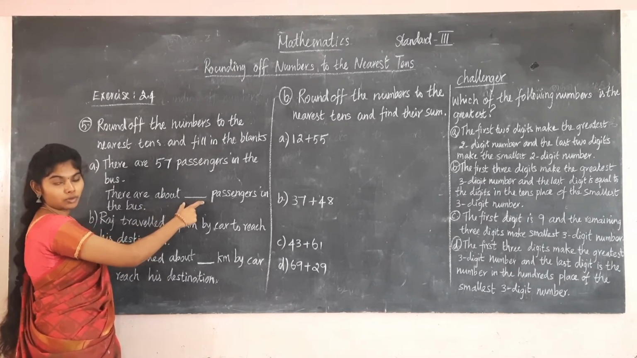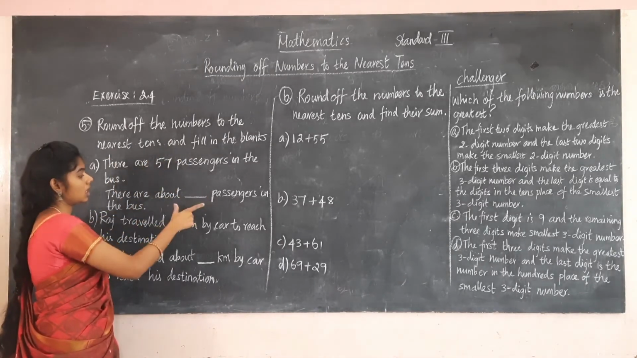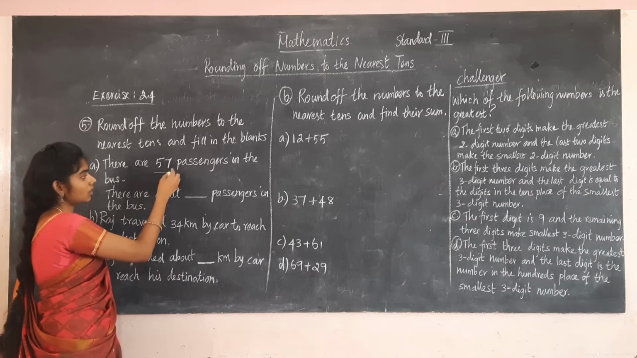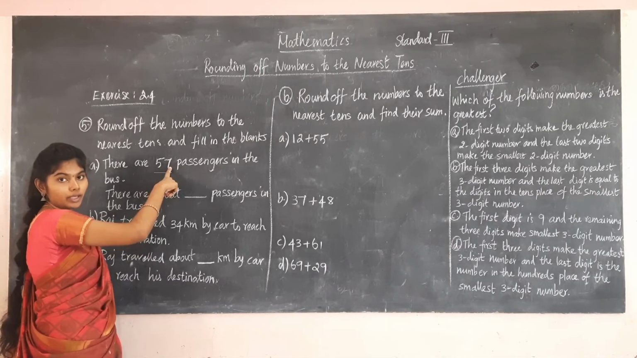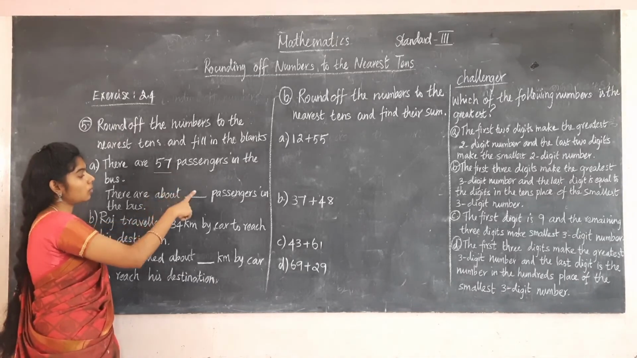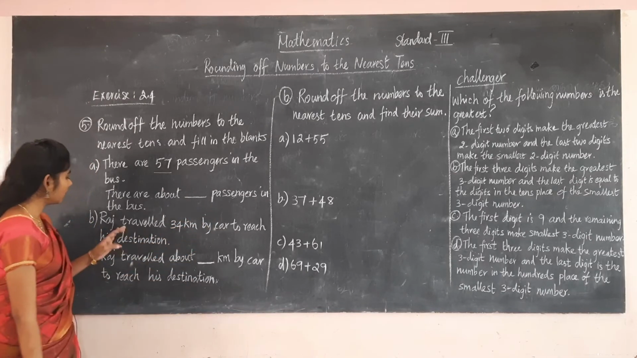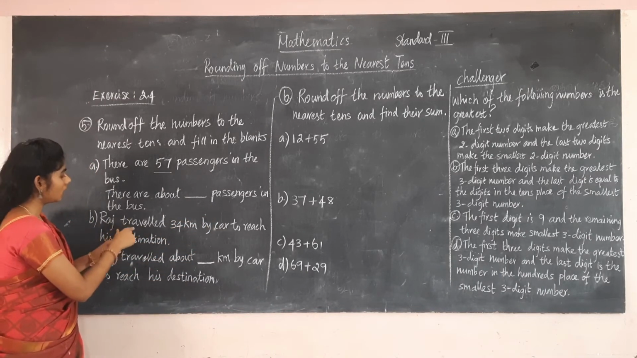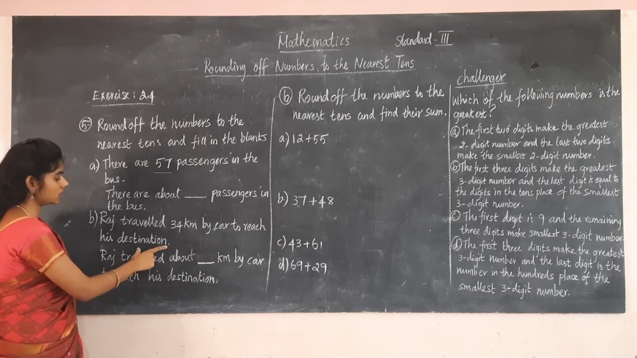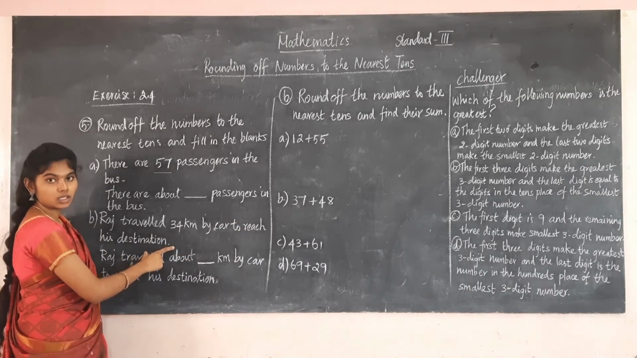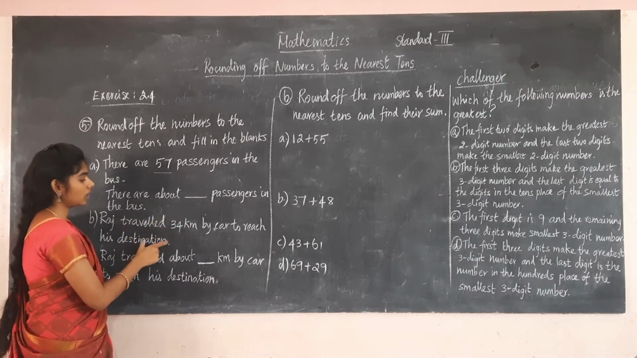You know how to round off the number to the nearest tens place. So you are going to round off 57. Where do you have to check? In the ones place you will check whether it is below 5 or above 5. And you check the number, round it off, and give the answer in the blank. And the next, what is given? Raj travelled 34 km by car to reach his destination. What is meant by destination? It is a point where he has to reach. That is what is meant by a destination.